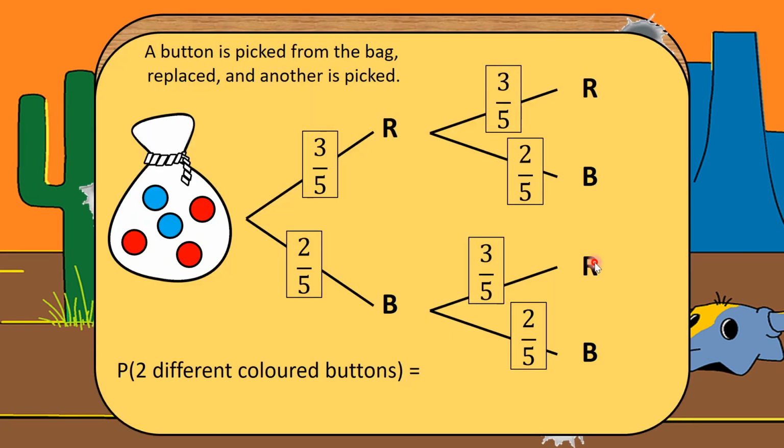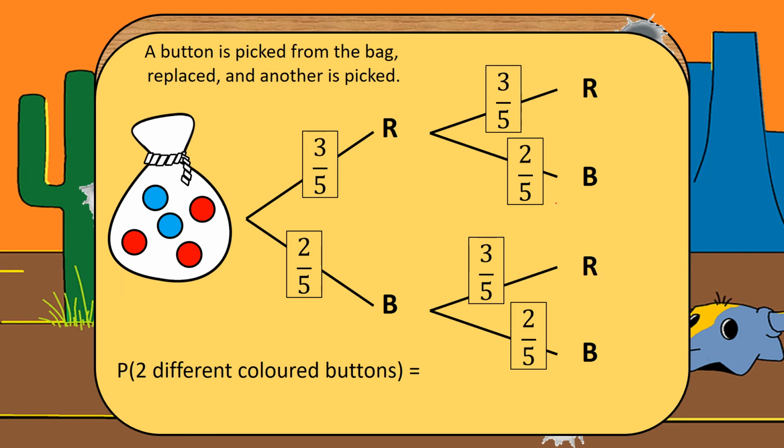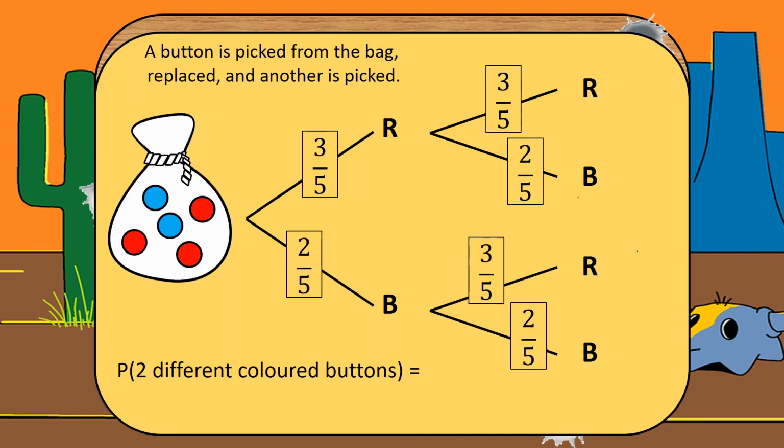Right, this is one where you're going to have to think about it a little bit more. 2 different coloured buttons. So let me just give you a bit of a hand if you're not sure. 2 different coloured buttons. So we could... brought the answer up. That sort of spoiled it. Right, if you didn't see that.